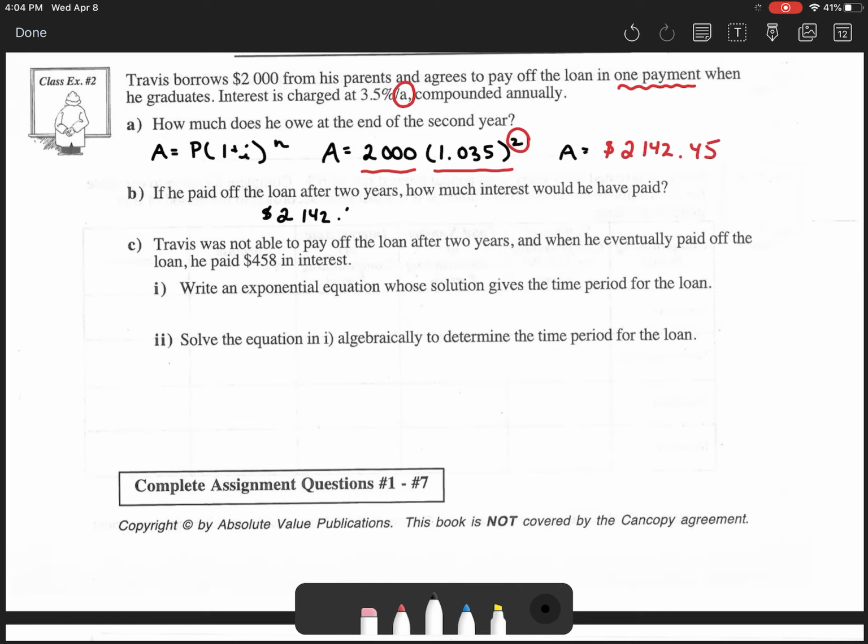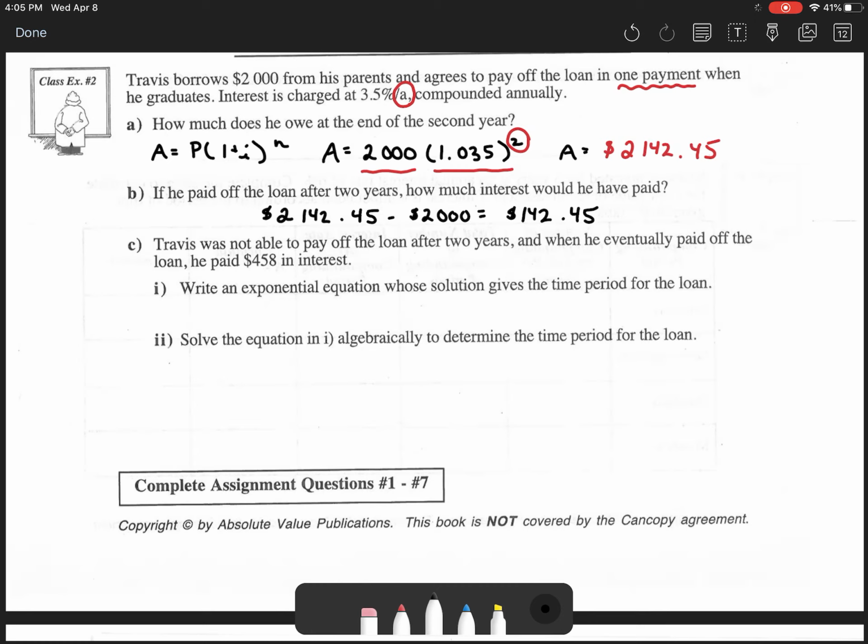B says, if he paid off the loan after 2 years, how much interest would he have paid? Well, he has to pay back a total of $2,142.45. I apologize, I wrote the wrong cents earlier, so get rid of this. 2,142 and 45 cents, and I am going to subtract the original $2,000 that he borrowed. So when I do that, that means he paid an extra $142 and 45 cents.